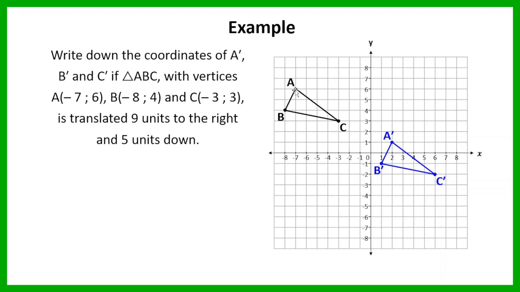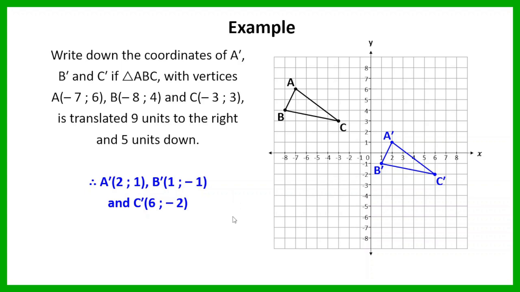So A started at minus 7, 6. A prime is the point 2, 1. B started at minus 8, 4. B prime is the point 1, minus 1. And C started at minus 3, 3. C prime is the point 6, minus 2. So that's what we should get for that example.